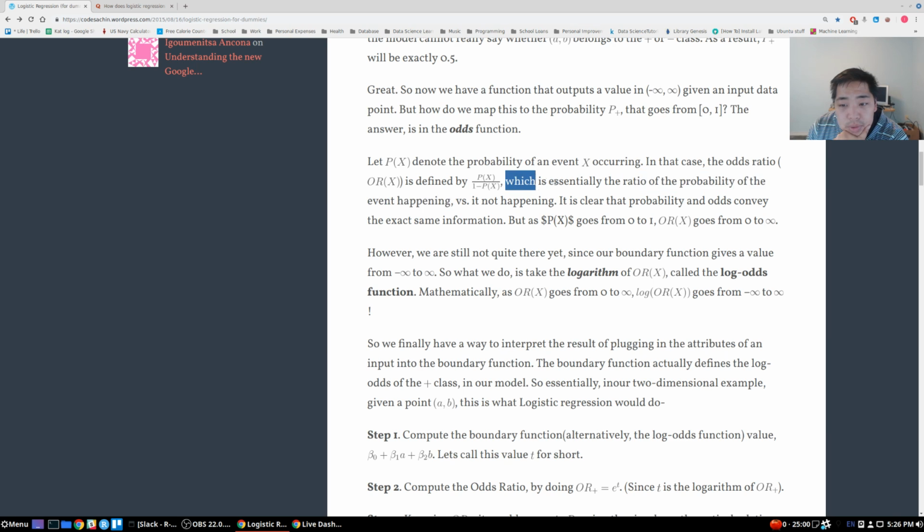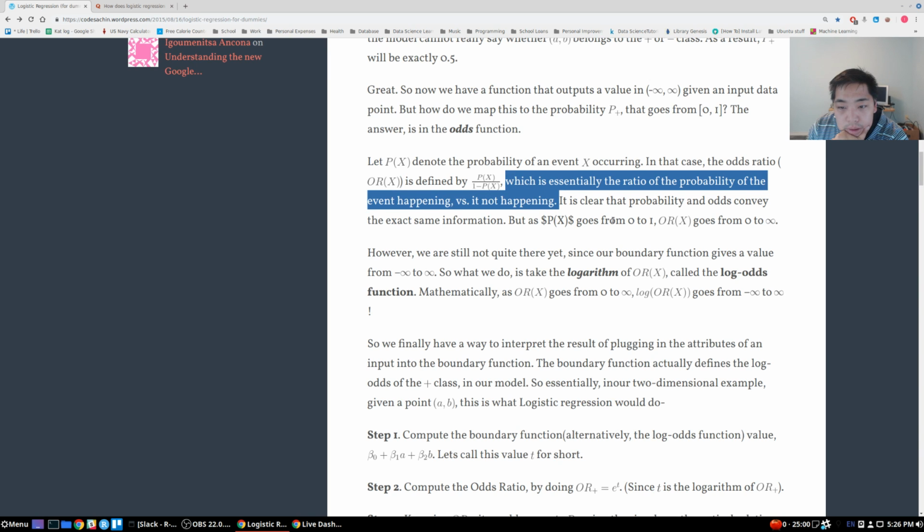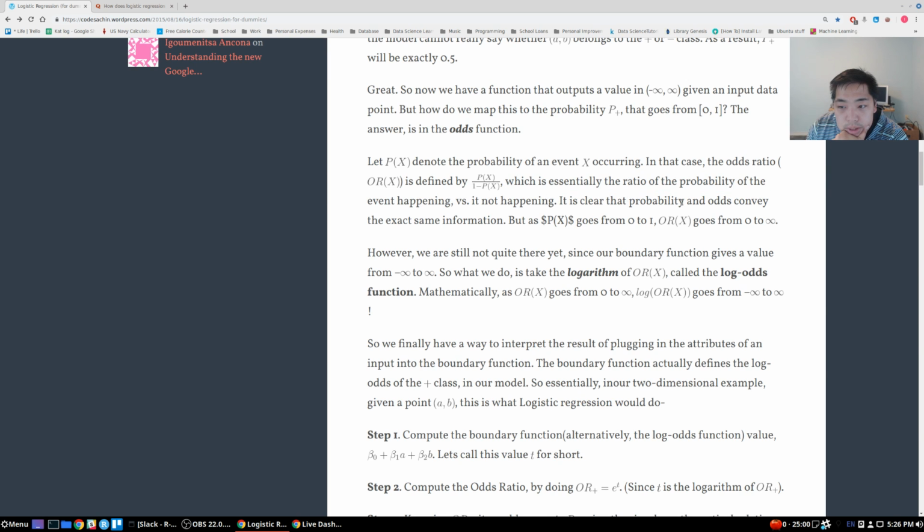So odds is defined as the ratio of the probability of the event happening versus not happening. It is clear that probability and odds convey the exact same info. But as p of x goes from 0 to 1, the odds ratio goes from 0 to infinity.